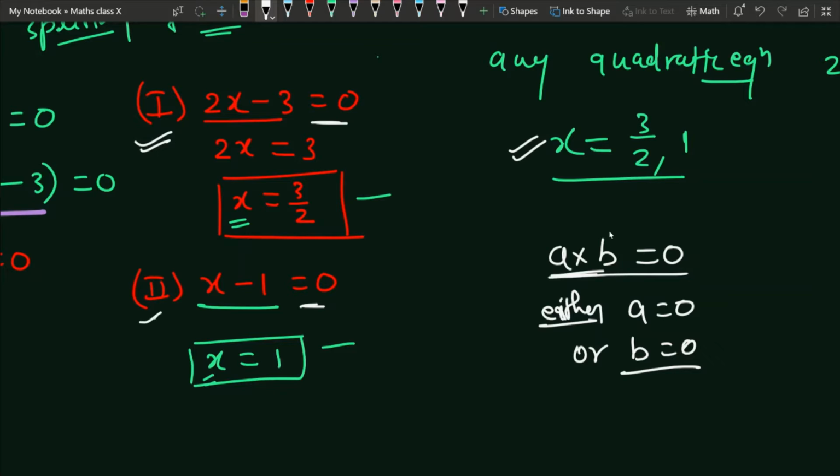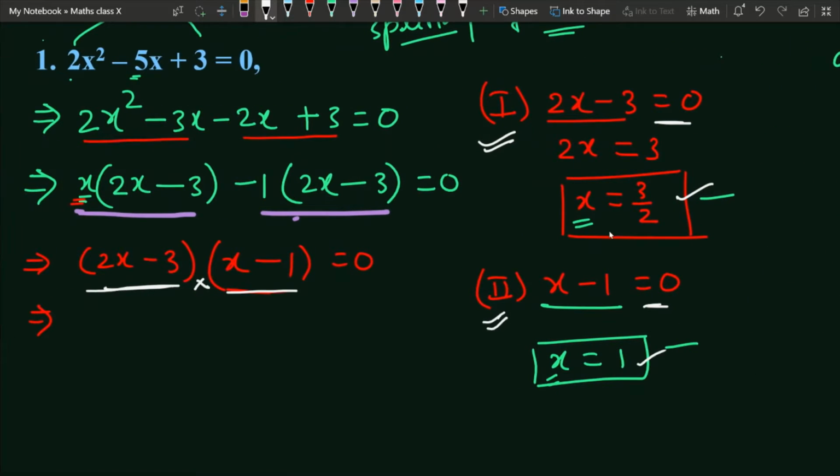We equate each of these to 0. Basically, we can write either 2x minus 3 equal to 0 or x minus 1 equal to 0. So we get the two different solutions, x equal to 3 by 2 and x equal to 1. One more thing I want to elaborate. These are the values which, if you put 3 by 2 in this equation, you will get 0. If you put this 1 in this equation, you will get 0.